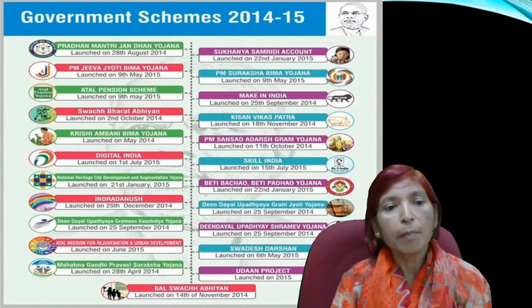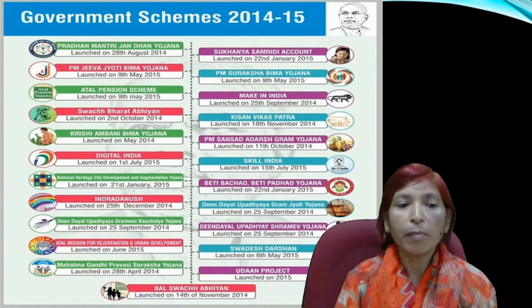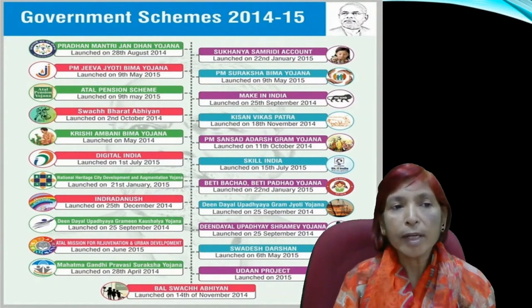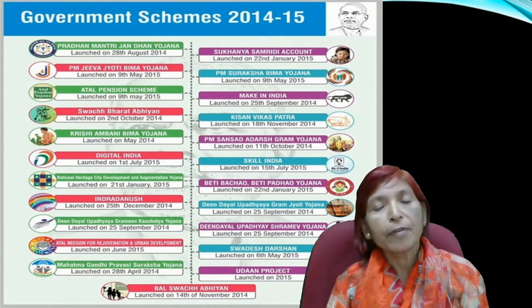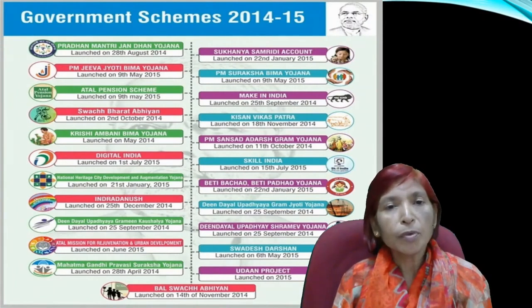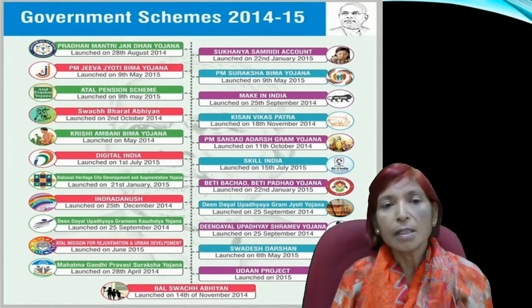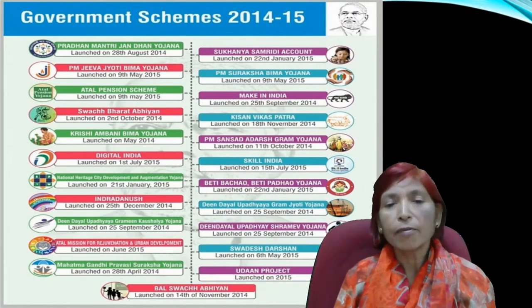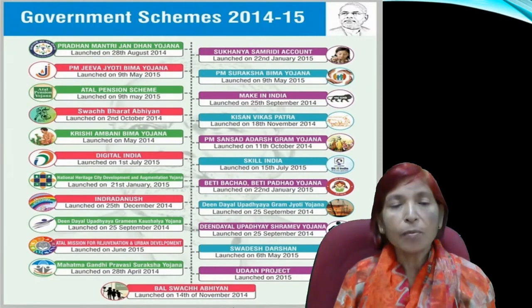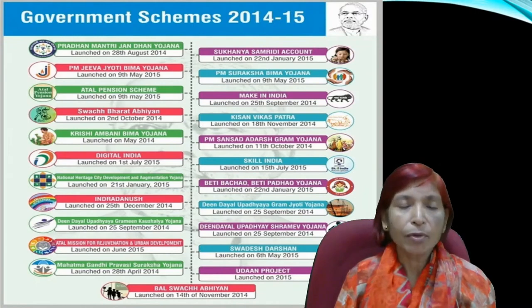Swachh Bharat Abhiyan was launched on 2nd October 2014. Krishi Ambani Bima Yojana was launched in May 2014. There are different schemes and different programs launched by the Indian government for the welfare of the country's people, to boost up the economy, and for the well-being of the whole society. So these are different schemes. You must know all these names and their launching time period. You must remember this.